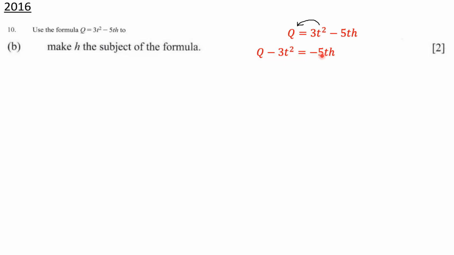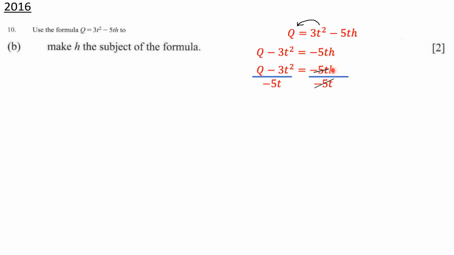Now what we're going to do is divide both sides by, notice on this side, we only want h to be here. So we need to get rid of the negative 5 and we need to get rid of the t. How are we going to do that? Divide both sides by negative 5t. Because that's what we want to get rid of, the negative 5 and the t, so that the h can be by itself. And so we divide both sides by negative 5t.